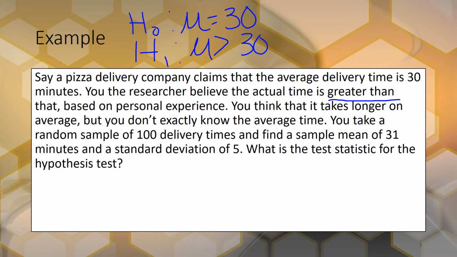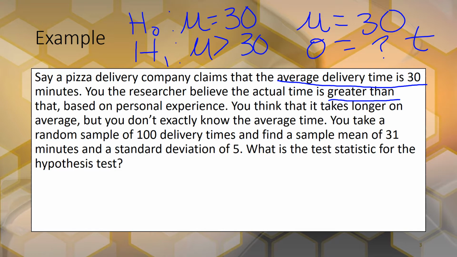We also, from this first sentence, see that the average delivery time is 30 minutes. So this is the population mean because it's their claim. It's what we're trying to prove or disprove. We don't have the population standard deviation. They didn't tell us that in this example. In the other one they did. This example is a little different. So that means we have to use a t.